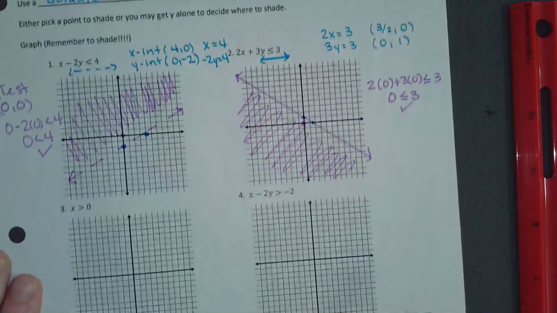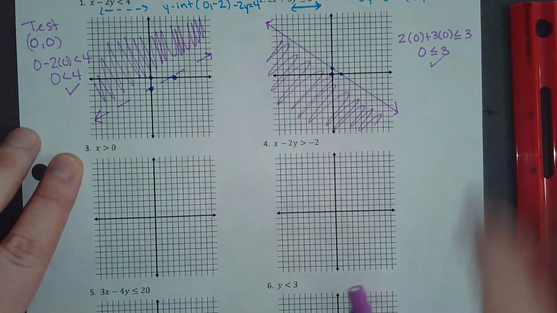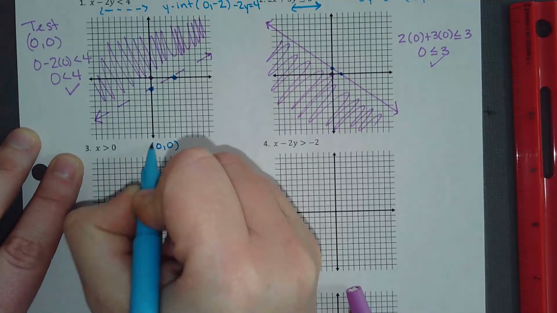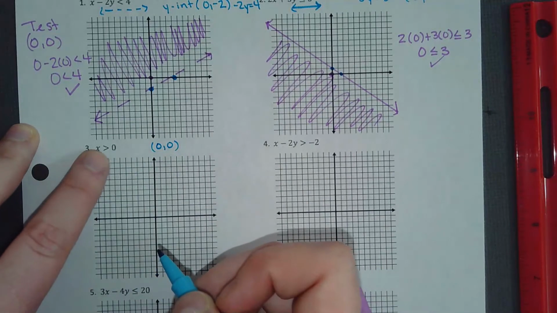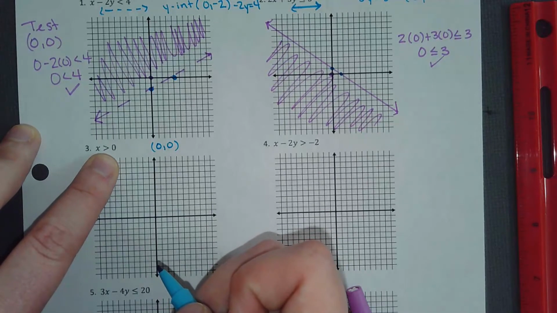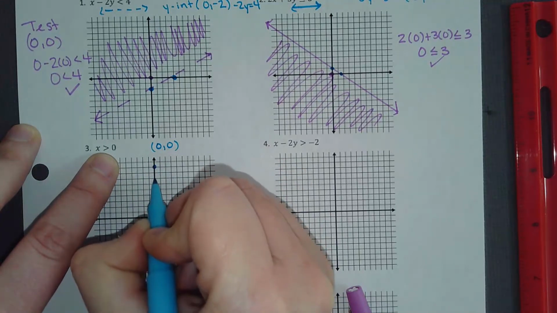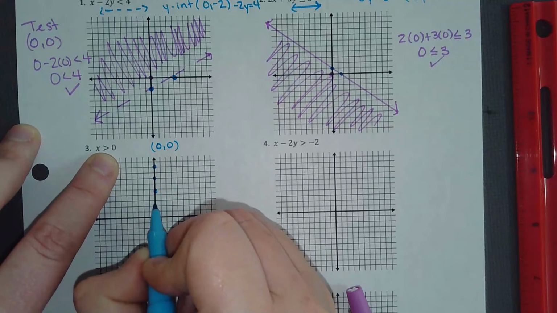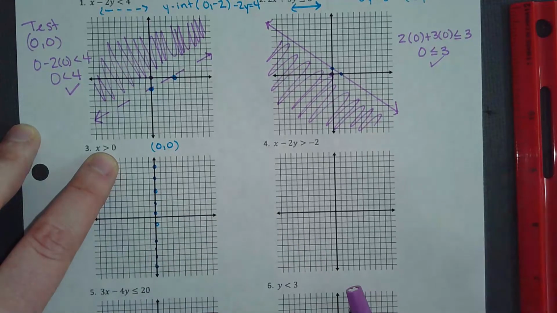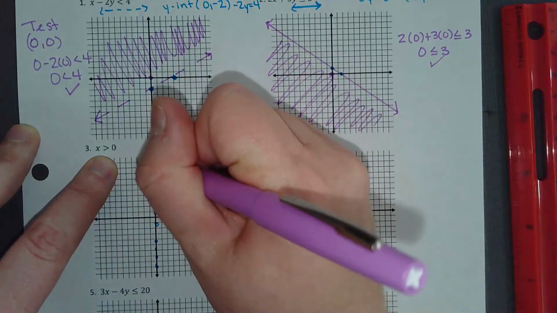All right. Let's jump up here to x equals 0. So on this point, (0, 0) is my x-intercept. And then I can pick any point as long as x is equal to 0. x equals 0 is this axis, so any y value I pick is going to be along this line. Since this is not equal to, I'm going to dash my line.